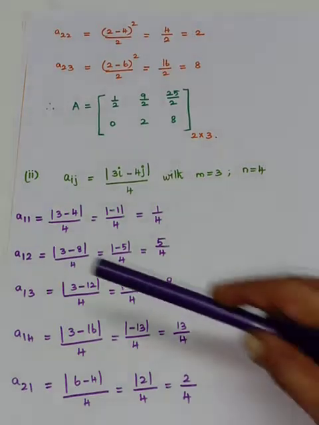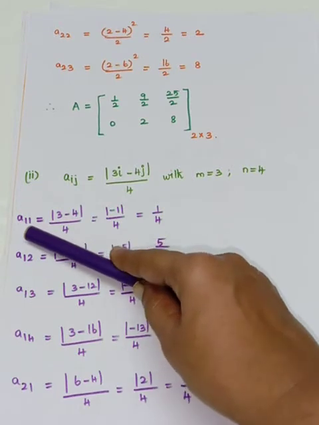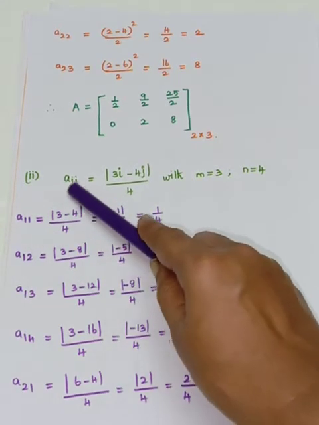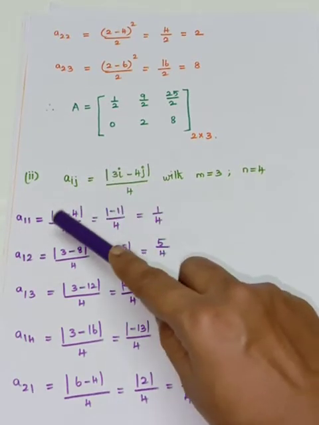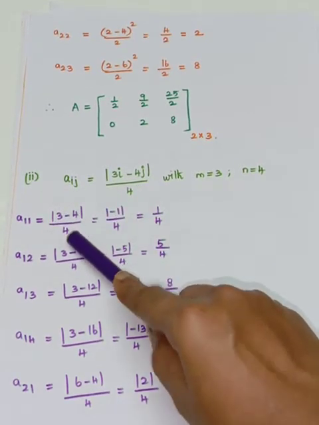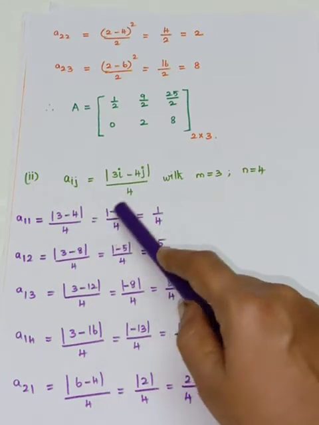So you have to proceed with A11, the element present in the first row, first column. So i is 1 and j is 1. When you substitute, it is modulus of (3 minus 4) by 4, so modulus of minus 1.